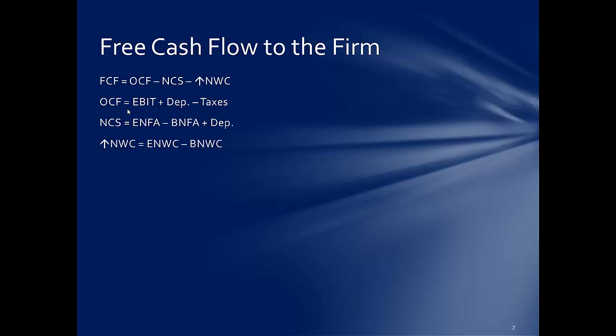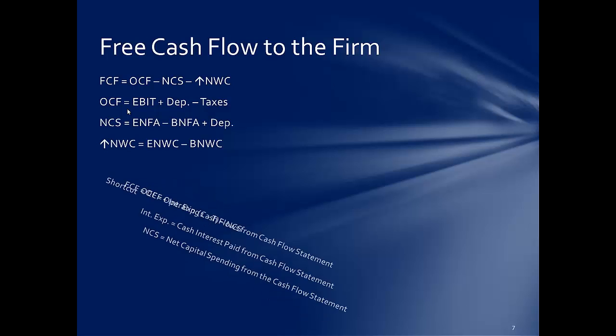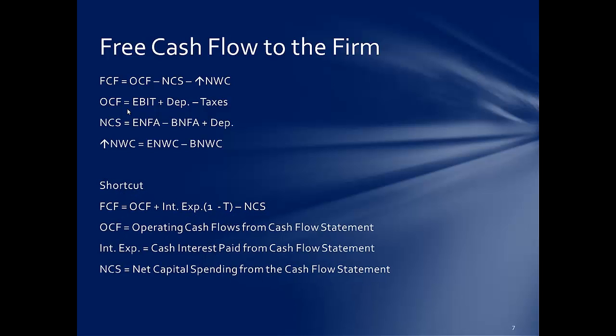Operating cash flows are defined as EBIT, earnings before interest and taxes, plus depreciation minus taxes. Net capital spending can be calculated as ending net fixed assets minus beginning net fixed assets plus depreciation. And then increases to net working capital is just the ending net working capital minus the beginning net working capital. That actually is a fairly laborious way to calculate free cash flows to the firm. There's actually a shortcut method to arriving at the same calculation. So here's the shortcut method.